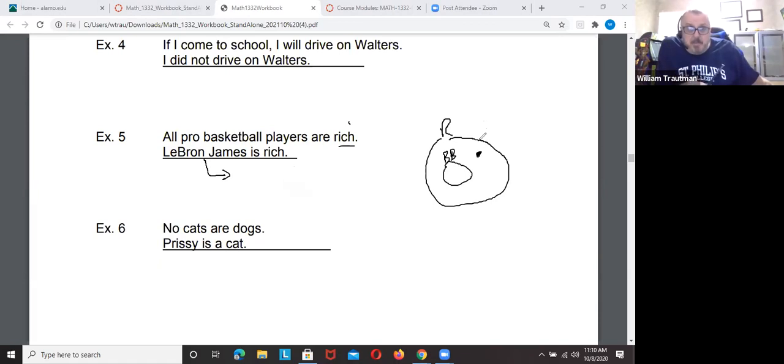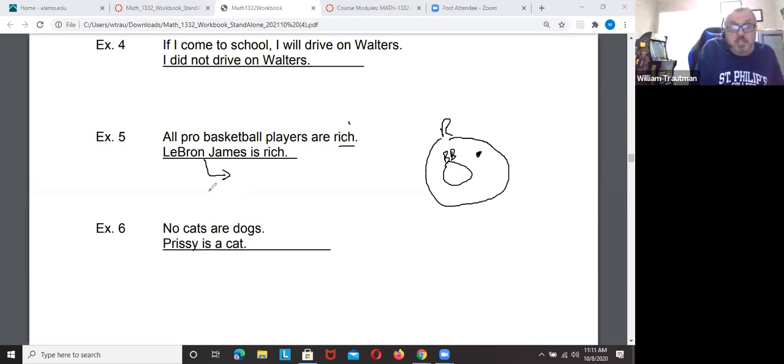Now, a lot of people say, "Well, we all know LeBron James is a basketball player." What if this is a different LeBron James? What if this is a short, heavyset guy that doesn't play basketball, but he has the name LeBron James, and people often get him confused for the regular LeBron James on the phone? So this is LeBron James. He's rich, but it doesn't say he's a basketball player. So all basketball players are rich.